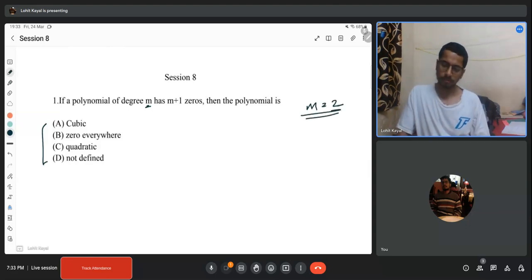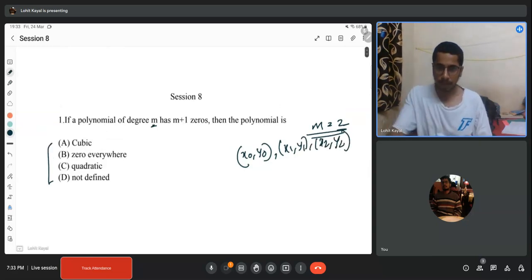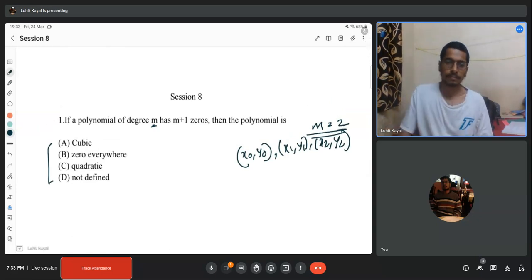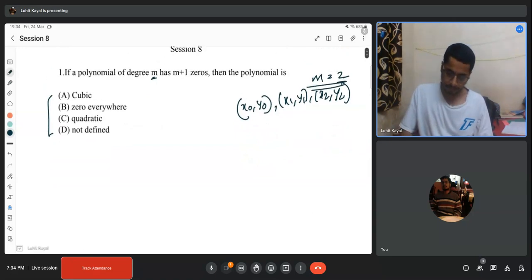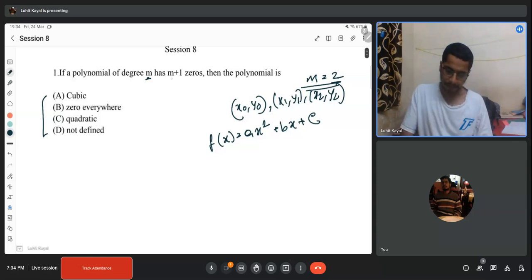2. Okay. So that means I have a total of 3 data points: x0, y0, x1, y1, x2, y2. And the polynomial can be, let us just take the direct method, so some f(x) equal to ax square plus bx plus c. Now it has a total of m plus 1 zeros. Suppose this will give you the total zeros.